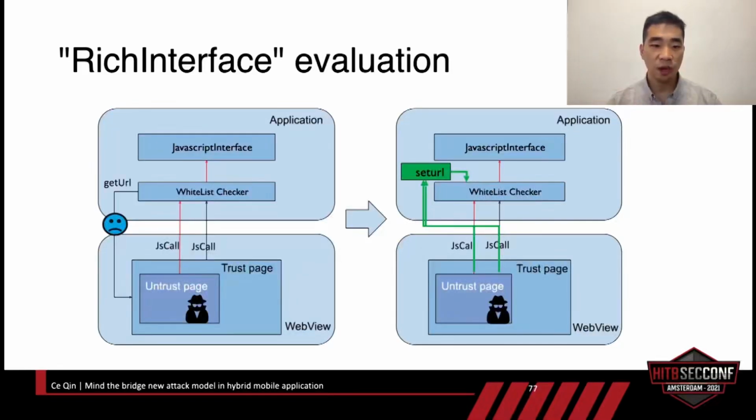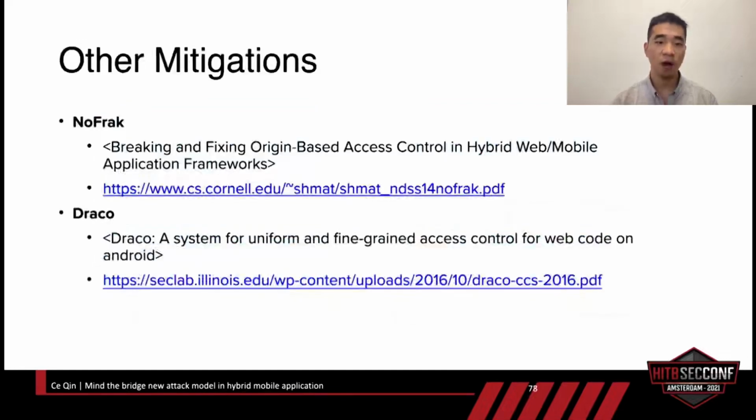Before rich interface, the application cannot get the correct URL from the web view. The attacker can use the navigation confusion vulnerability to bypass the whitelist checker. After rich interface, the application can get the URL from the JavaScript interface directly. Any attack trying to abuse the URL could not work. What's more, other mitigations like NoFrank or Jekyll also work. Thanks for their awesome help.